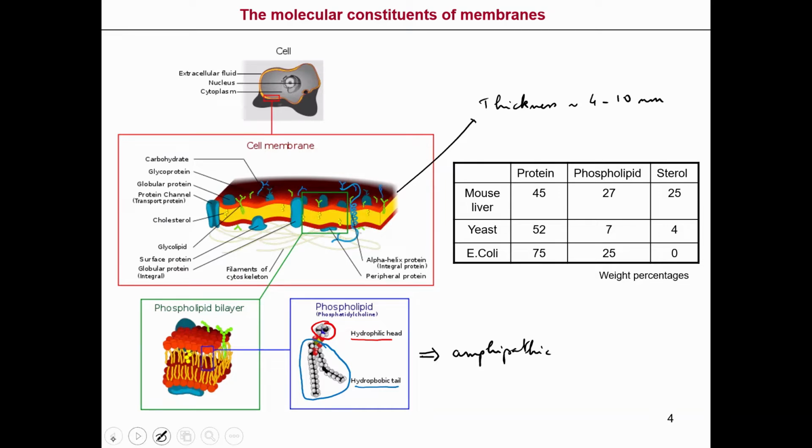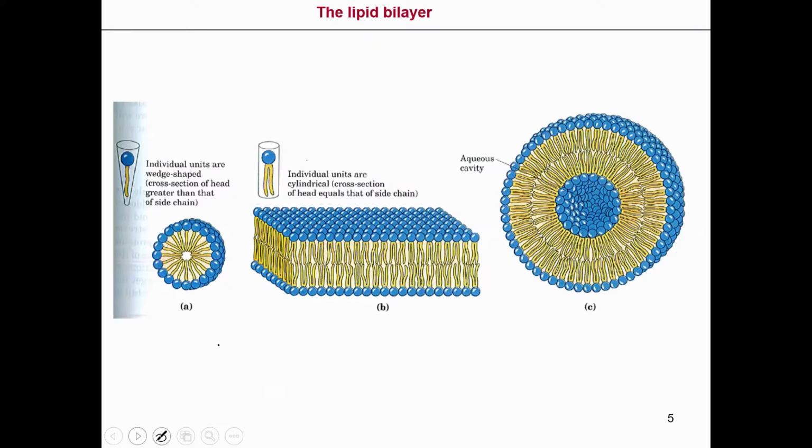Okay, so when these molecules are assembled together, they can form a micelle, a bilayer, which is the cell membrane, and also a liposome. A liposome is a bilayer, but it forms a sphere. Inside, you have an aqueous cavity, and outside, you have contact with the water. Okay.